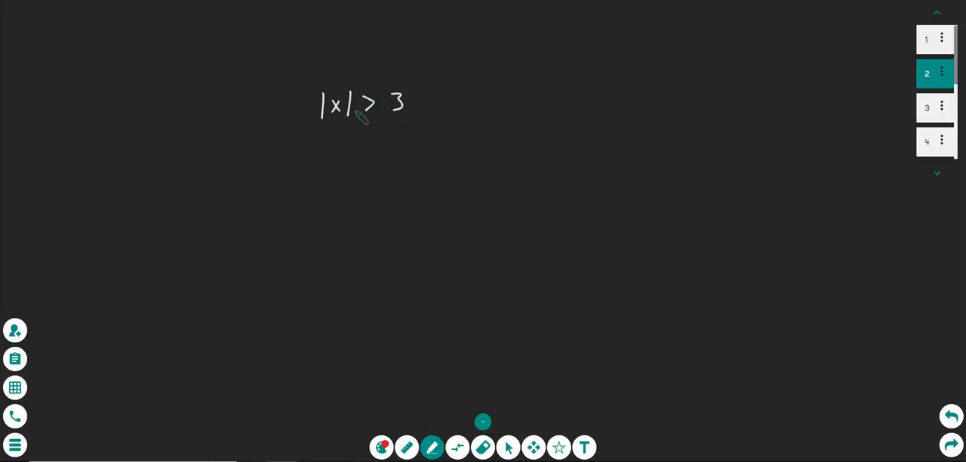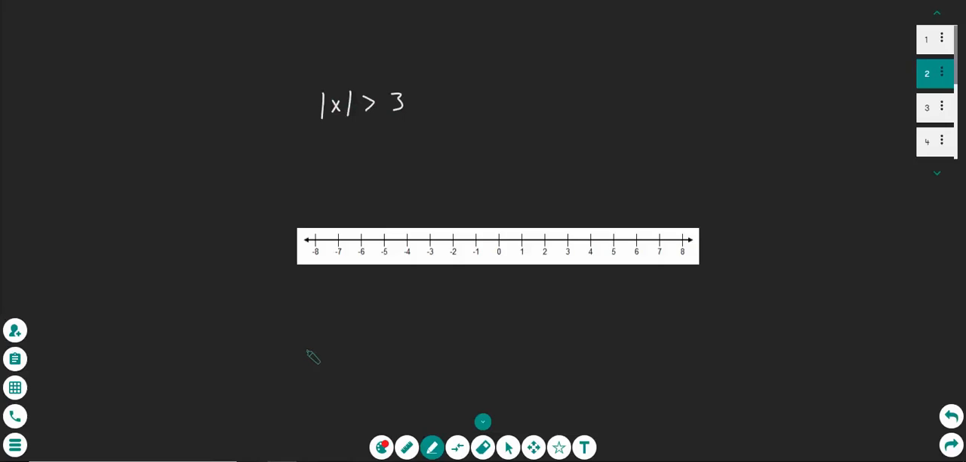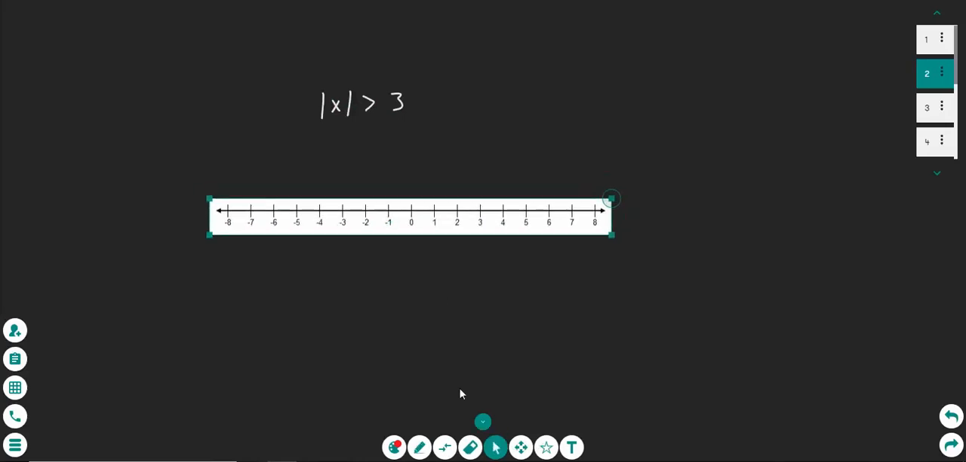Because the absolute value is the number of units away from 0. So what numbers are greater than 3 units away from 0? And the best way to picture that is to throw our number line out here again. So if we look at our number line, and we find that 0 mark right here, and we say, okay, this is the beginning of the number line, and I'm asking the absolute value of what numbers is greater than 3. So in other words, what numbers are more than 3 units away?